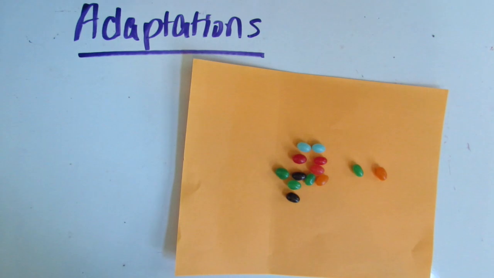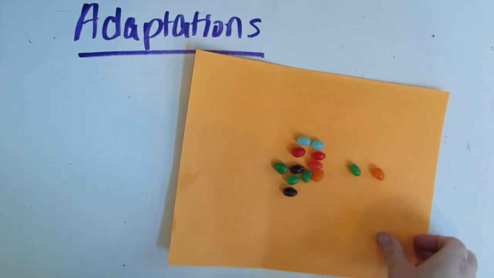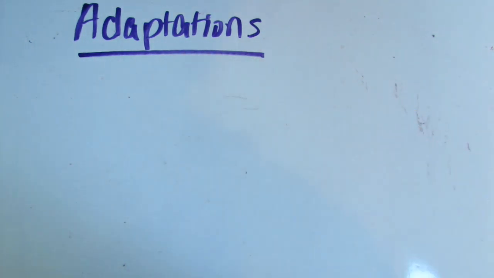So on your notes page right now, first I want you to write, what is the adaptation in our jelly bean experiment? What was the advantageous trait? And then give 3 examples of any adaptations of any living things. So pause if you need to and write those down in your notes.